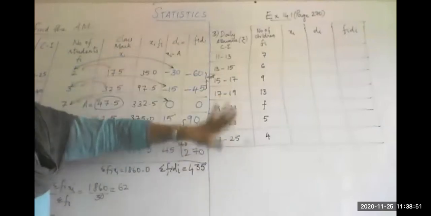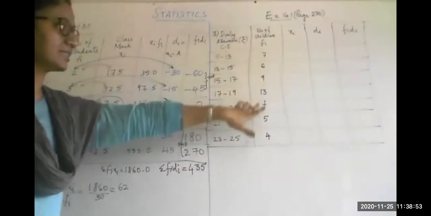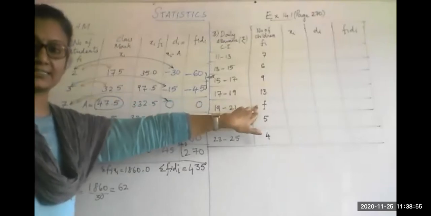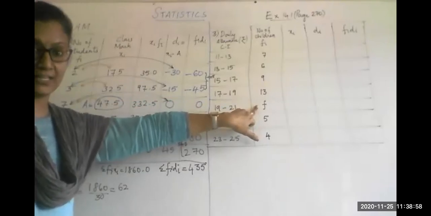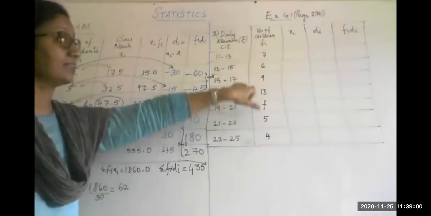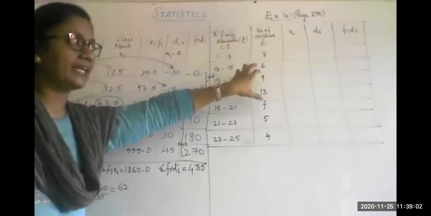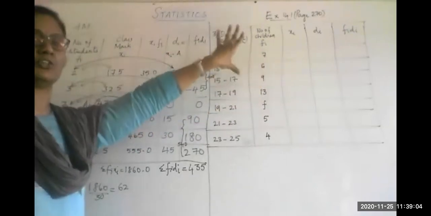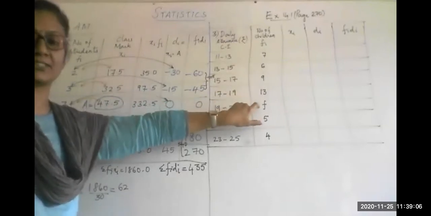This is the distribution given to you. Amongst the frequencies, one of them is marked as f itself. That means it is a variable which is not known to you. In this problem, the mean of the distribution is already given to you. You have to find out this missing frequency.